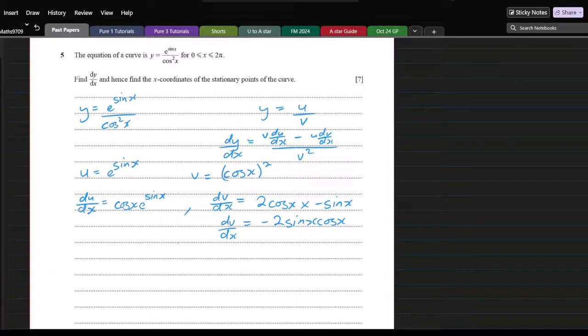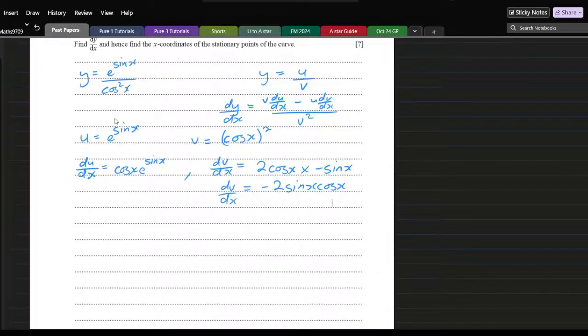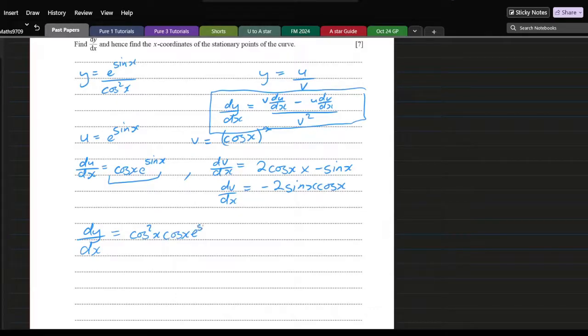Alright, so now that we have our du/dx and dv/dx, we can substitute into our formula for dy/dx. So dy/dx would be equal to v, which is cos squared x, multiplied by du, which is cos x e to the sine x, minus u, that's e to the sine x, multiplied by dv, which is negative 2 sine x cos x, and this is all being divided by our v squared. So cos squared x becomes cos to the 4x.